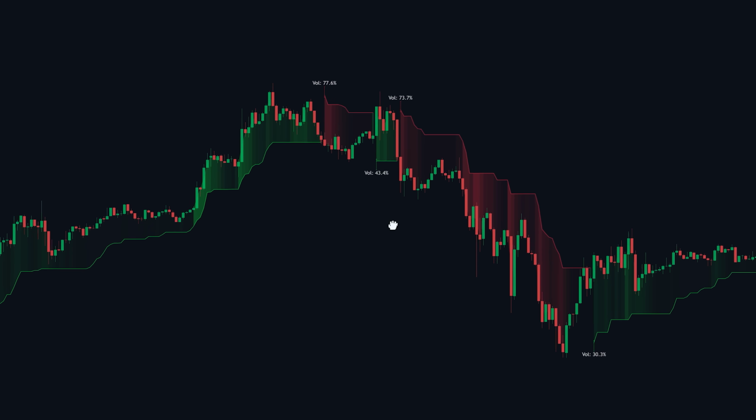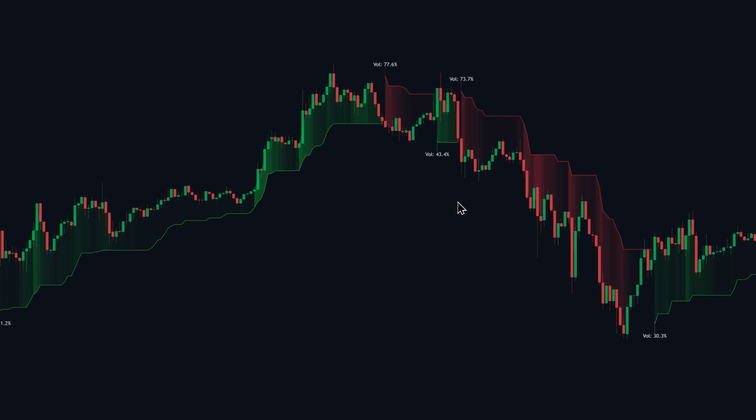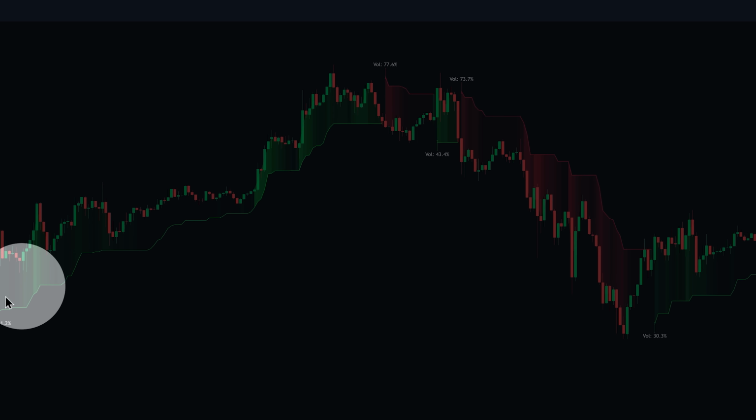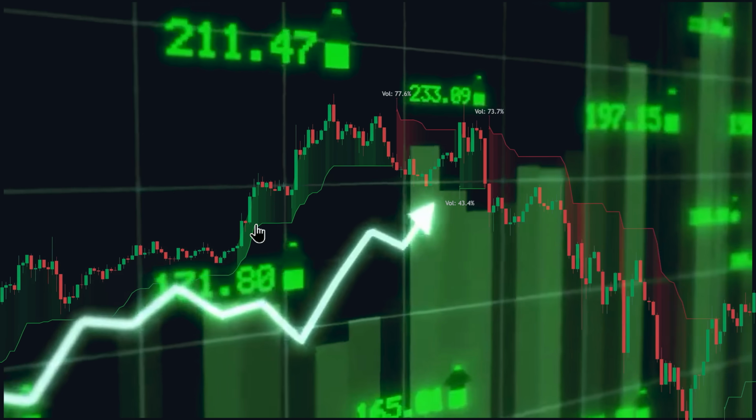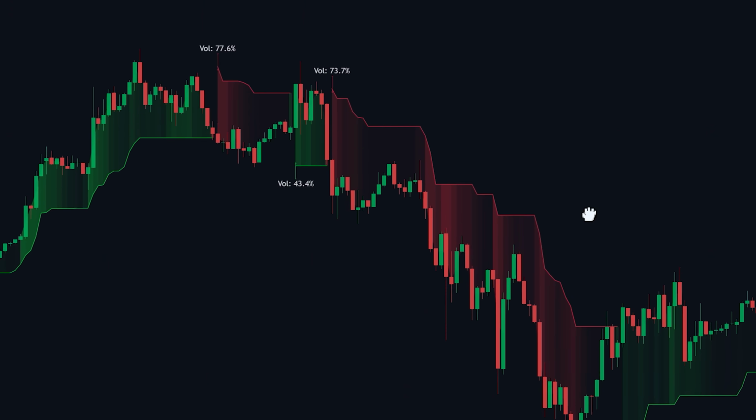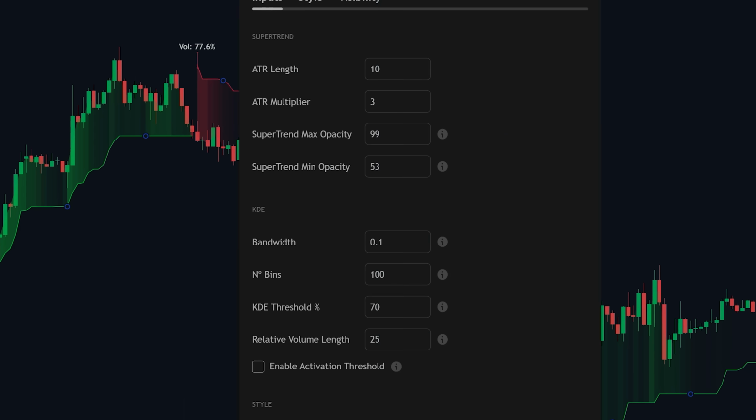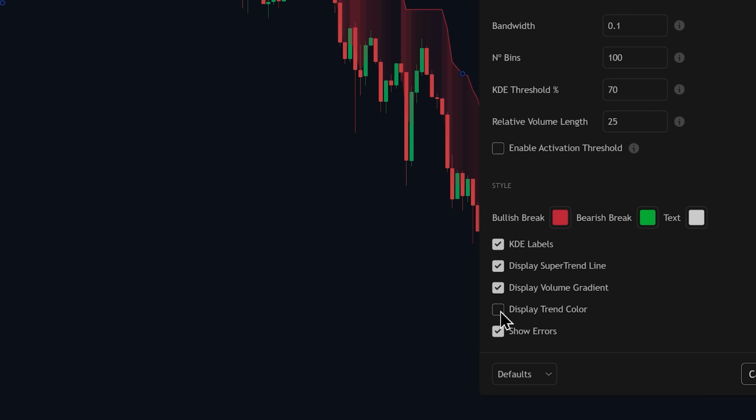Once it loads, you'll notice it still behaves like a SuperTrend at the core, but with extra intelligence layered on top. You'll see the SuperTrend line itself, and you'll see the trend state, bullish when price is above and bearish when price is below. In the latest updates, it also added trend coloring, plus settings that let you disable the SuperTrend line entirely if you only want the signals and the probability layer. It also added a fill gradient option, and you can disable that too if you want a cleaner chart.